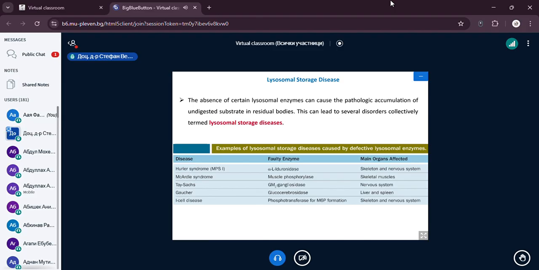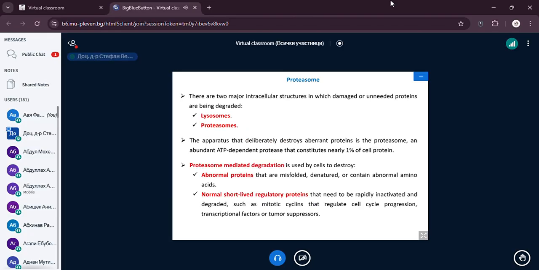So these are only a few of the many lysosomal storage disorders. Every enzyme that is defective leads to a specific disease. You will discuss these diseases in detail in medical genetics and pediatrics, mostly because these diseases are genetic and symptoms appear early in postnatal life. Okay, so these were lysosomes. Do you have any questions about lysosomes?